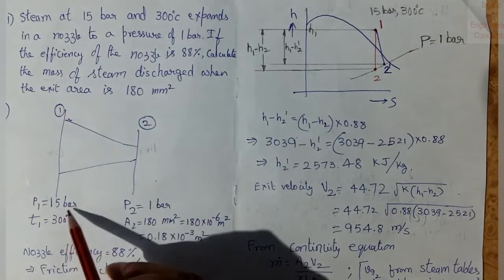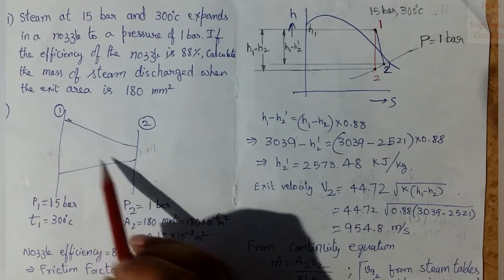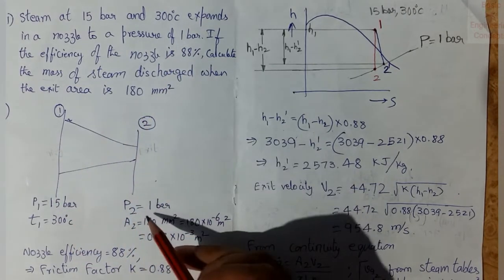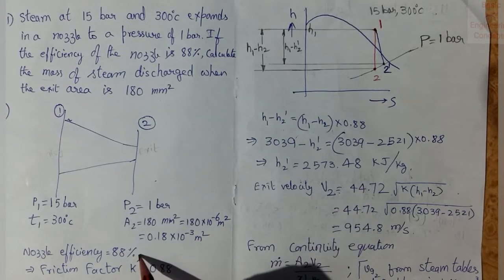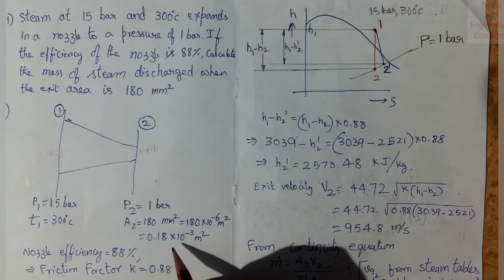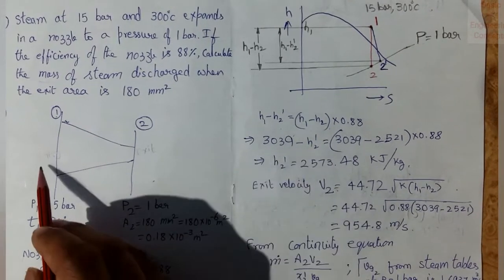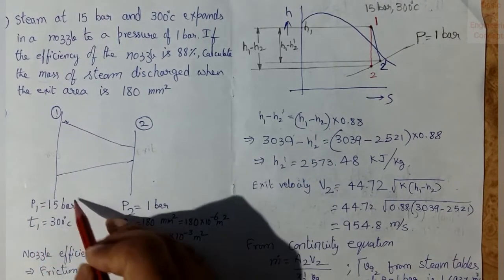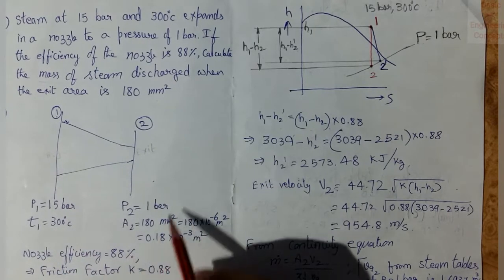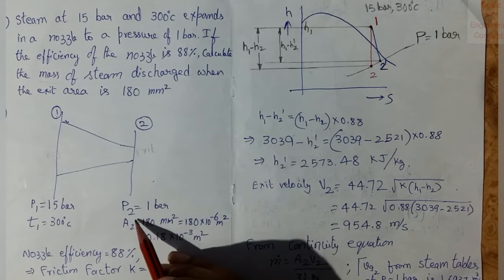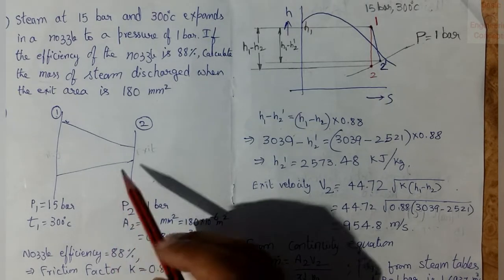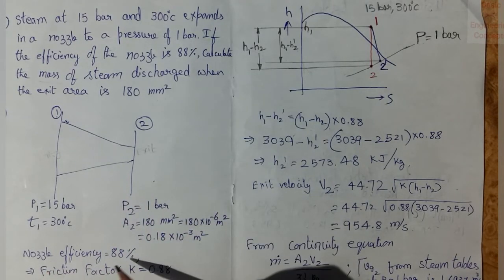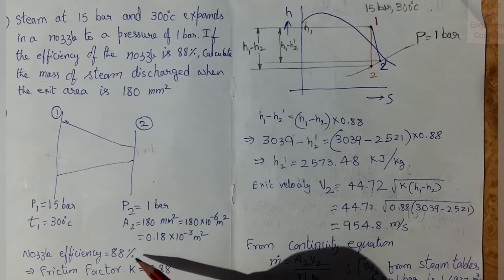Steam at 15 bar and 300 degrees centigrade expands in a nozzle to a pressure of 1 bar. If the efficiency of the nozzle is 88%, calculate the mass of the steam discharged when the exit area is 180 mm square. So at the entry, these are the conditions of the steam. At the exit, this is the condition, and the area at the exit is this one. And the nozzle has an efficiency of 88%.